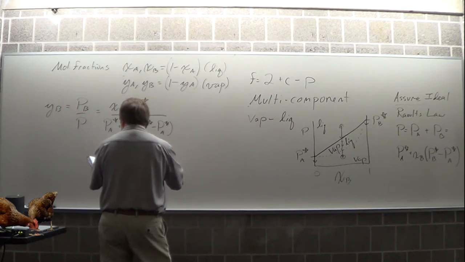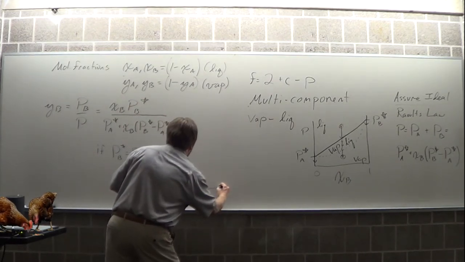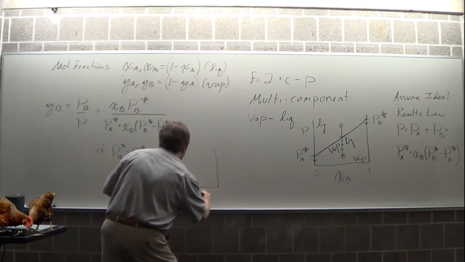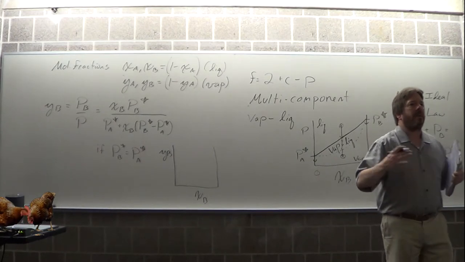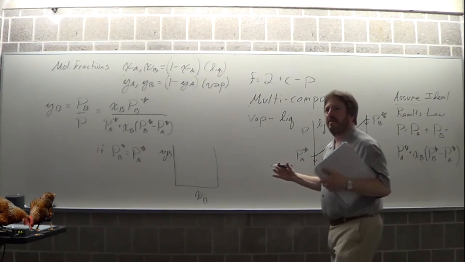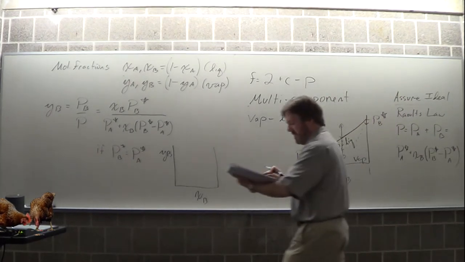is a graph that looks like this. I want to point out how the mole fraction in the liquid phase is related to the mole fraction in the gas phase. And again, I'm using Raoult's law. This actually gets me a little flummoxed sometimes.